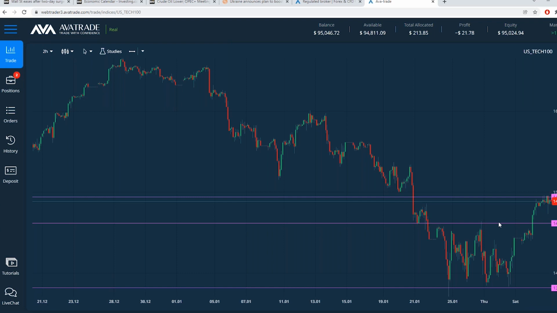So now we fast forward in time, we're back up near this resistance. Once again, it's pushing on this price. And the question is, what do I do now?